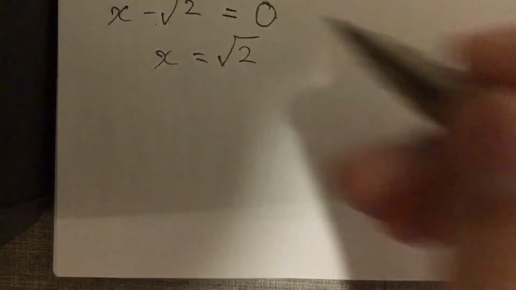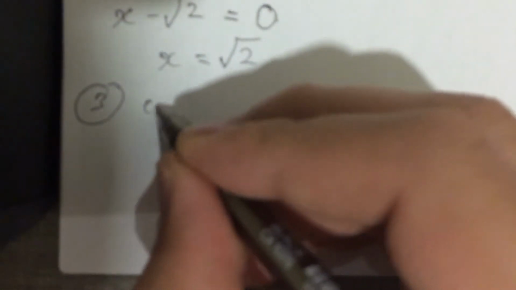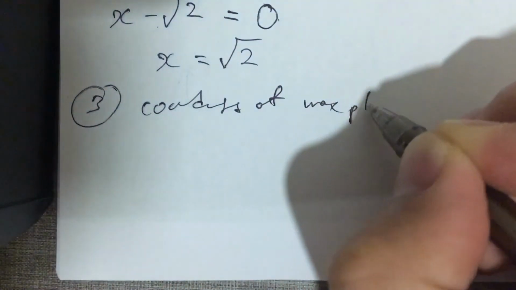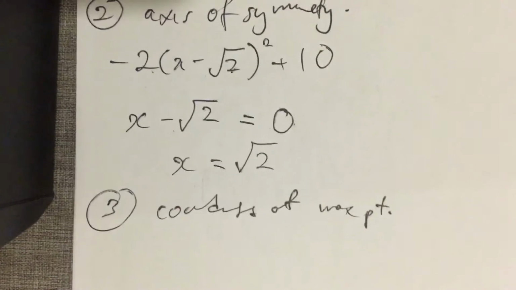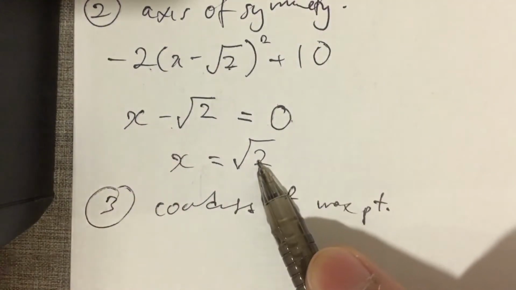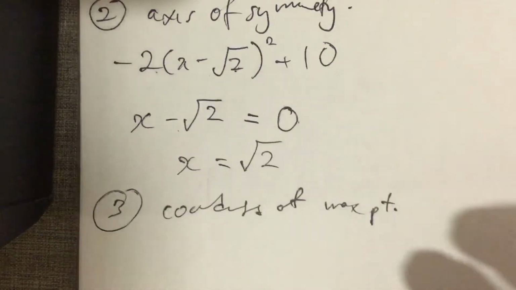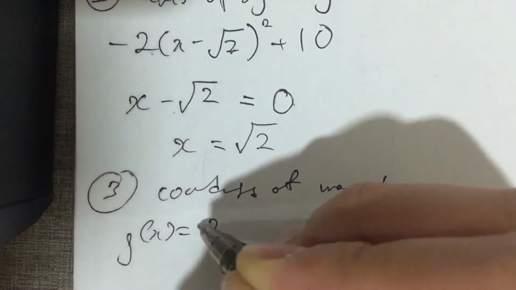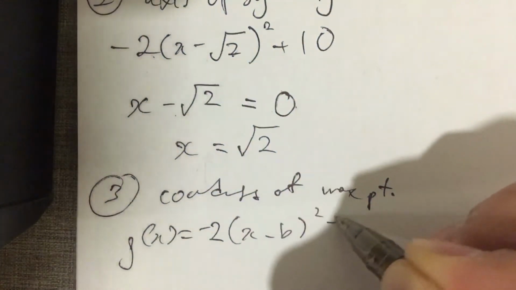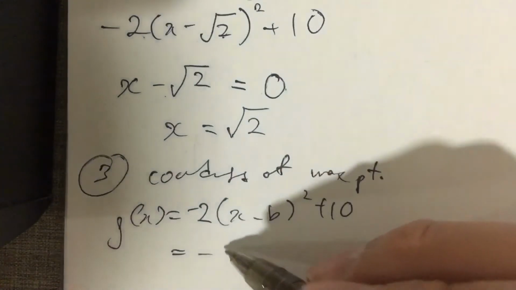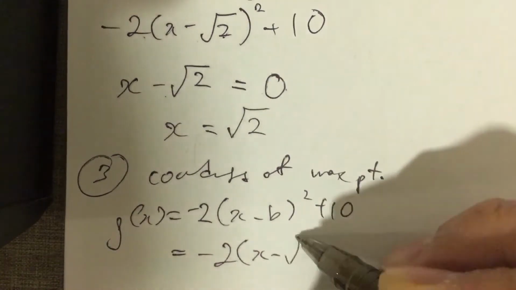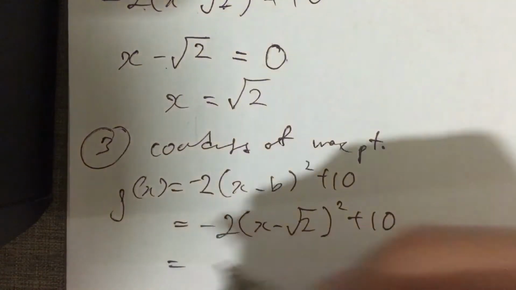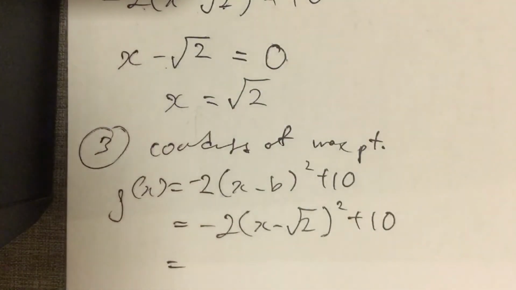Then the last part, very easy in this question, is the coordinates of the max point. So how do you find the coordinates of the max point? You really just use the answer that you get from part 2. You use the function again. g(x) = -2(x - b)² + 10, and remember the b just now was the square root of 2.